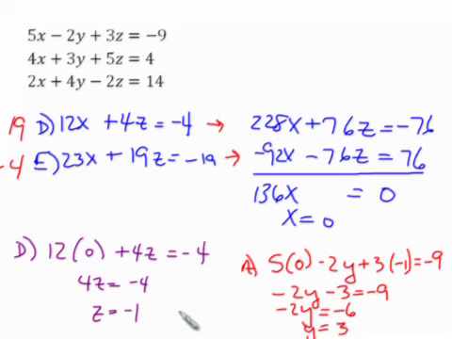So we have x, y, and z. Our final ordered triplet solution then would be x is 0, y is 3, and z is negative 1.